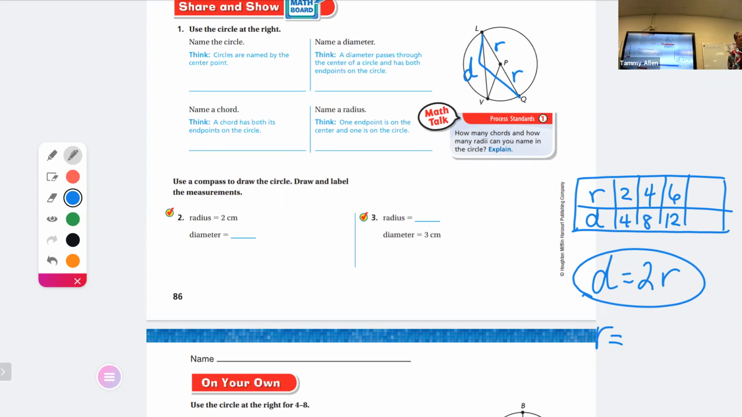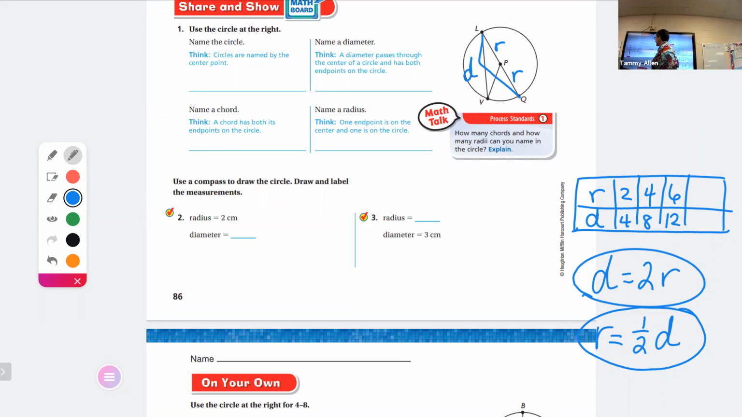What if I know the diameter? How do I find the radius? Divided by 2. Yeah, or half the diameter. The radius is always half the diameter. Does that make sense? Okay.